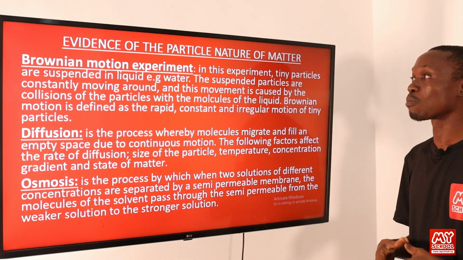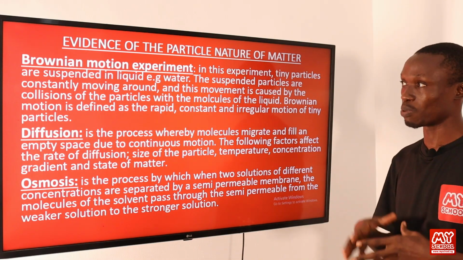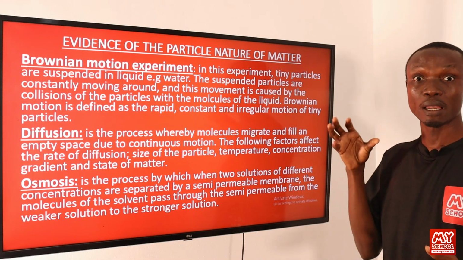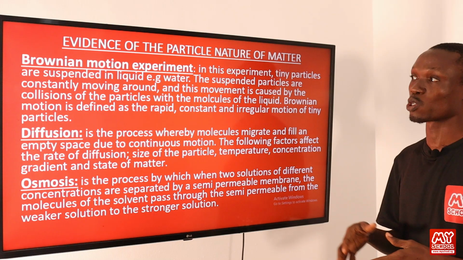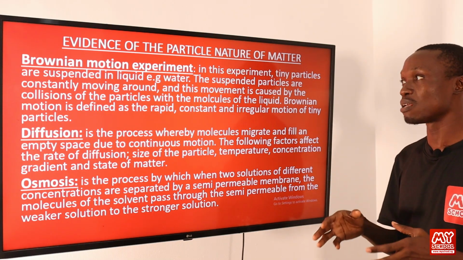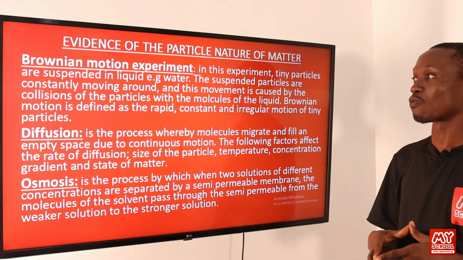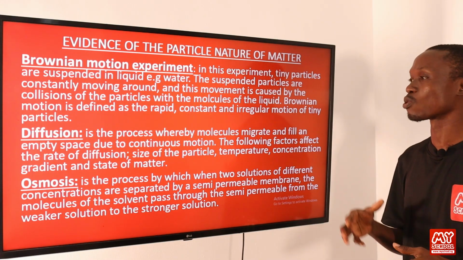In the Brownian motion experiment, tiny particles are suspended in a liquid such as water. When the whole setup is viewed under a microscope, it was discovered that the suspended particles were constantly moving around. And this movement is caused by the collisions of the particles with the molecules of the liquid.